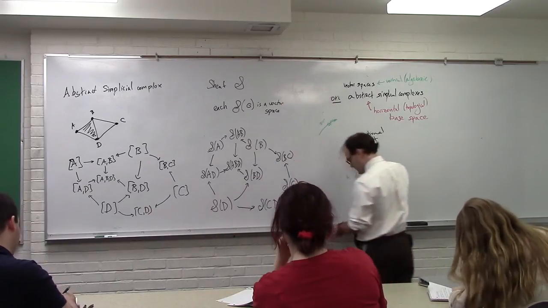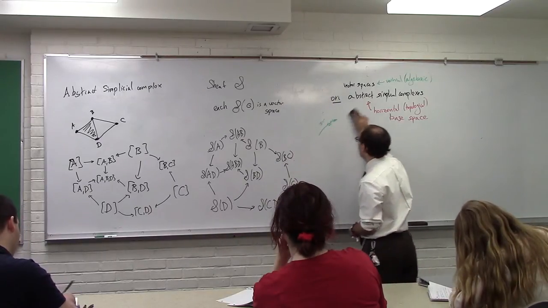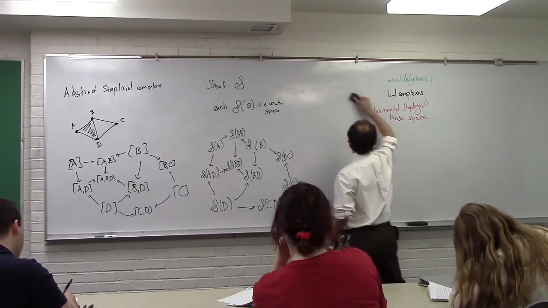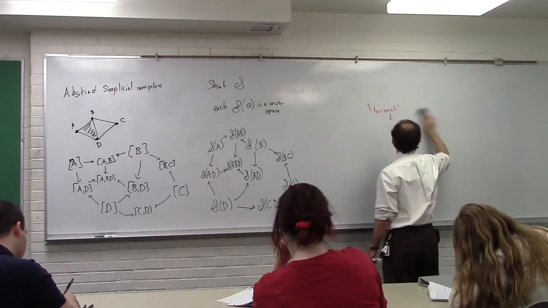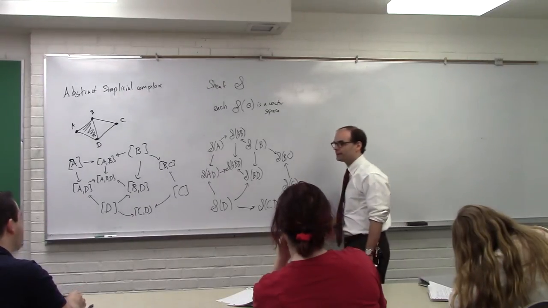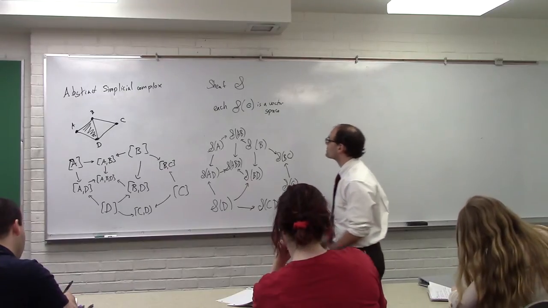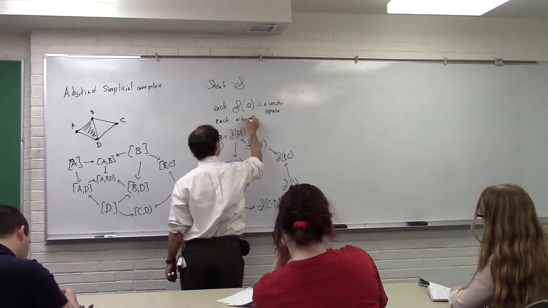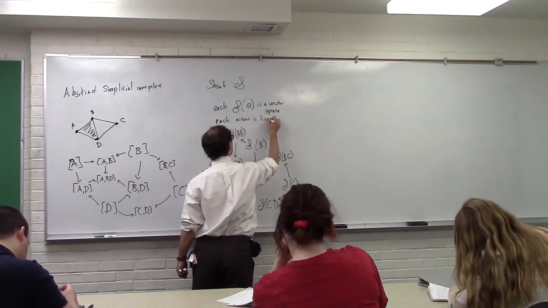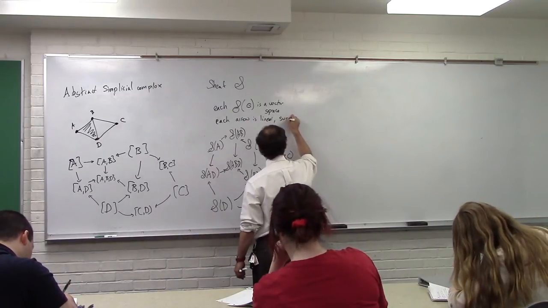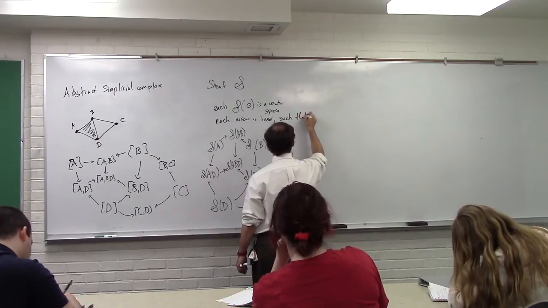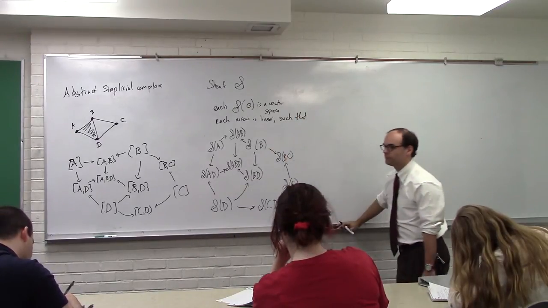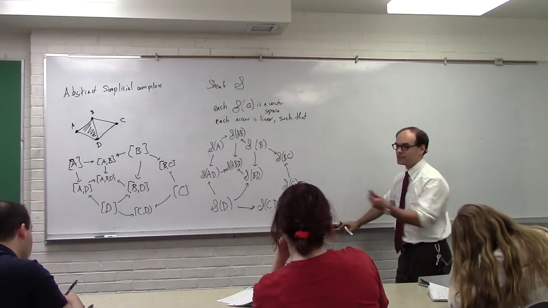Now, I've got all these vector spaces floating around. What should those arrows be? They were functions before. What should they be now? Yeah. Linear maps. They should be linear maps, yes. Each arrow, which is linear, such that, what do you think is going to happen? The diagram commutes.